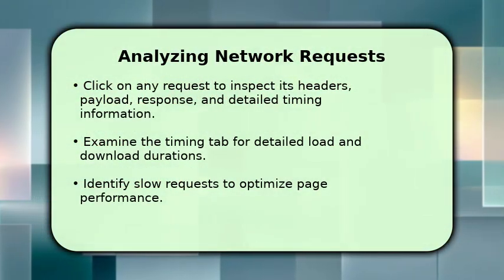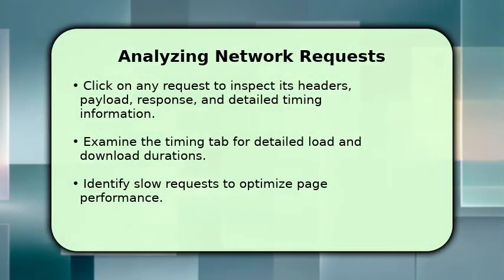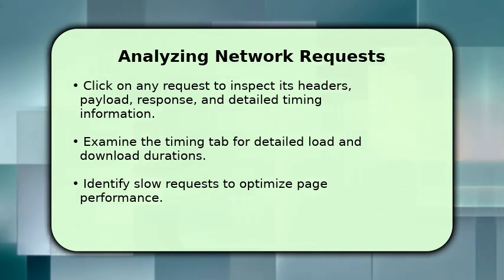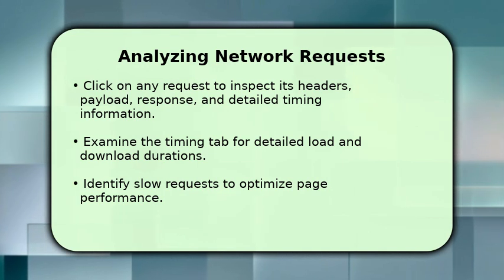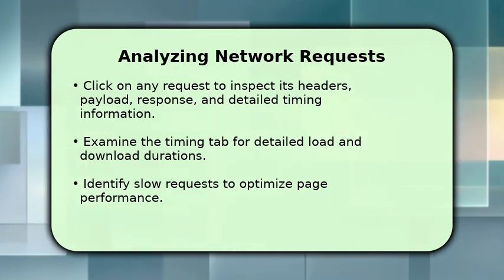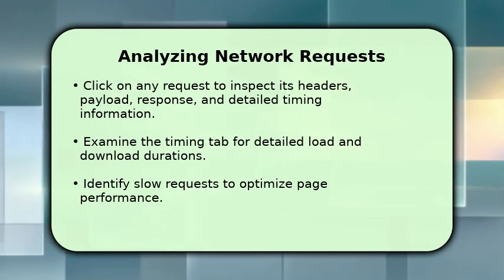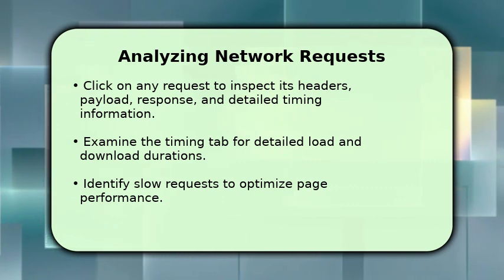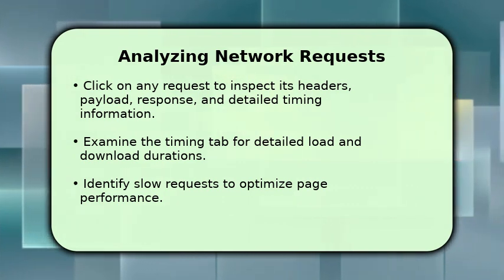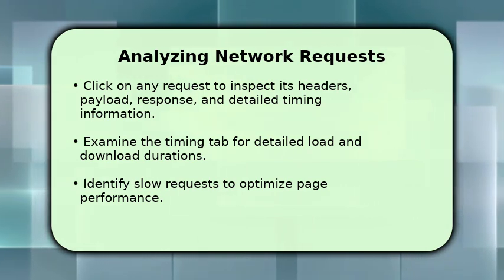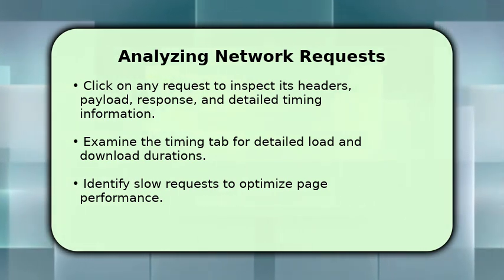Now that you understand the interface, let's analyze individual requests. Clicking on any request in the list reveals a wealth of information. You can examine its HTTP headers, the data sent in the payload, and the server's response. The Timing tab provides a detailed breakdown of each stage, from DNS lookup to content download. This deep dive helps you pinpoint exactly where performance bottlenecks might be occurring.